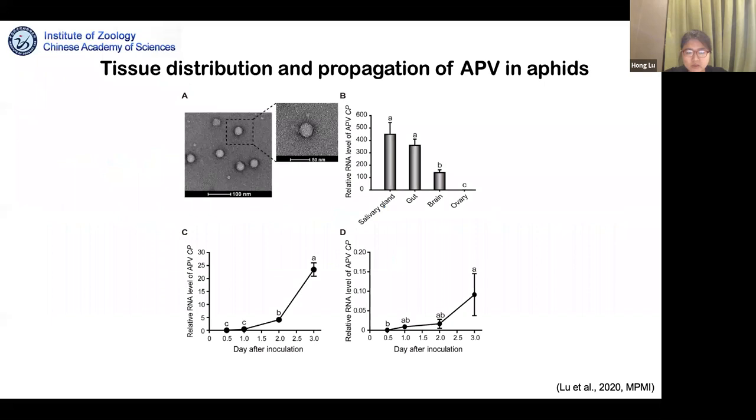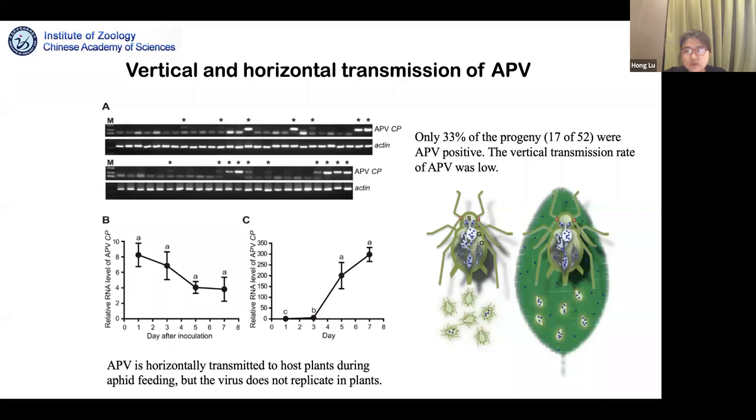In our results, APV particles were extracted from aphids and observed by electron microscopy. APV was primarily located in the salivary glands and gut, but was almost undetected in the ovaries. APV had propagated in aphids, and the vertical transmission rate of APV was very low: only 33% of the progeny were APV positive.